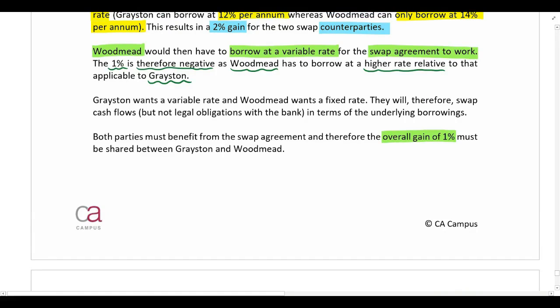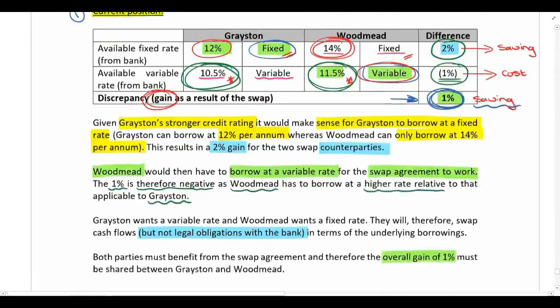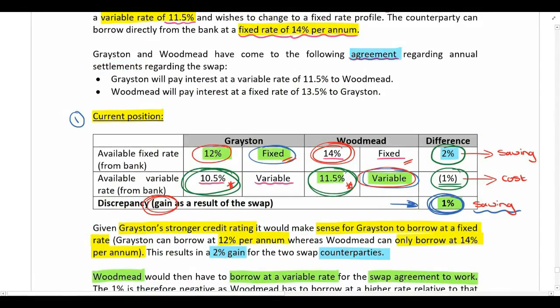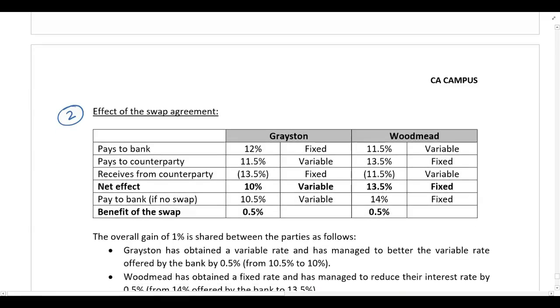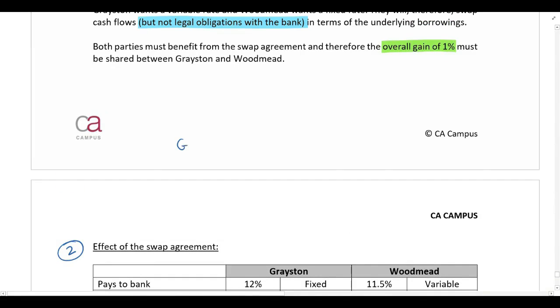However, before we perform that calculation, it's important to note that even though these two companies enter into an interest rate swap agreement, their original obligations to their banks do not change. So let's first look at what their obligations are to their banks. Then we're going to look at what the actual terms are relating to this swap agreement. And then we will wrap up by calculating how they are going to share the overall gain of 1% between the two of them.